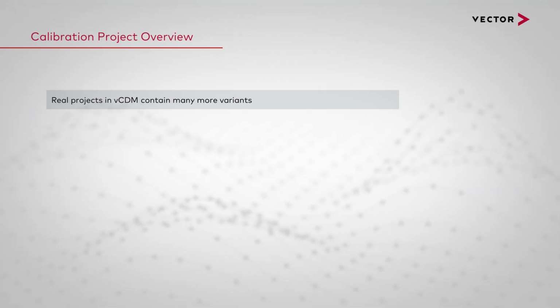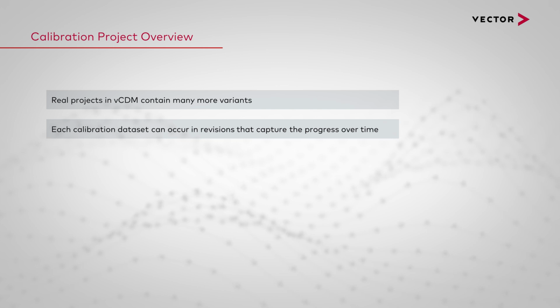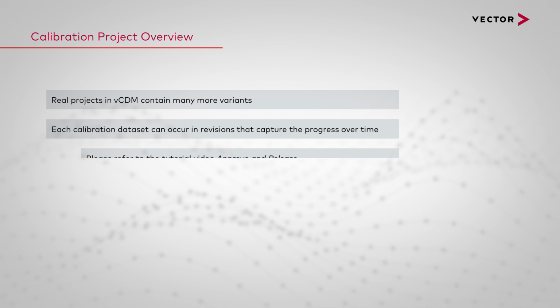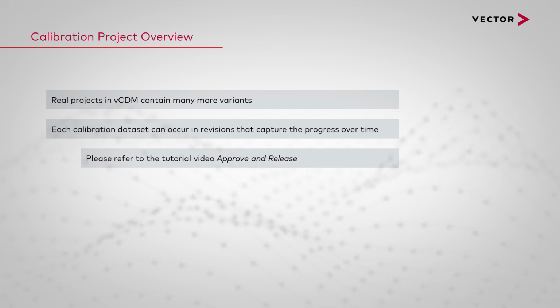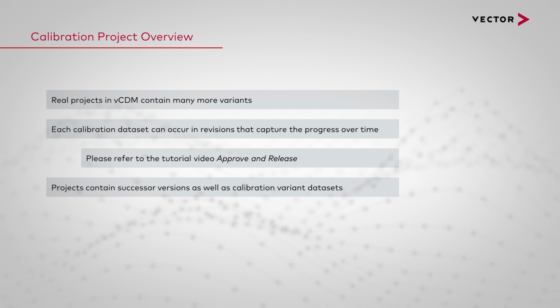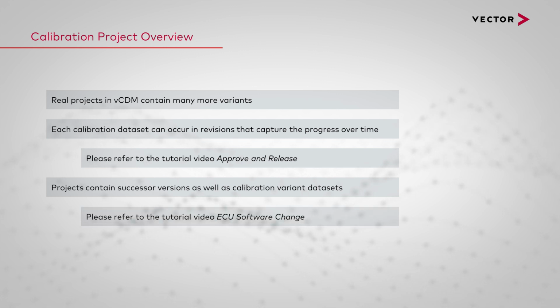Real projects in vCDM can contain many more variants of ECU software descriptions. Each calibration dataset can occur in revisions that capture the progress over time. Please refer to the tutorial video Approve and Release. Projects typically contain the successor versions of the ECU software description as well as their respective calibration variant datasets. Please refer to the tutorial video ECU Software Change.